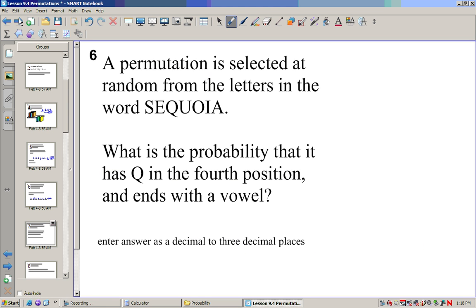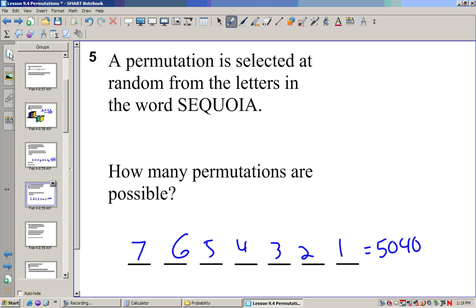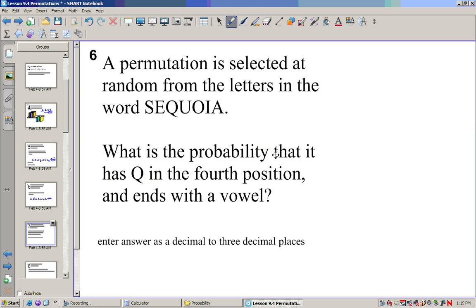So now, this asks what is the probability that if I rearrange those letters that I'll get a Q in the 4th position and it ends in a vowel. Well, there's 600 out of 5,040. So our probability is 600 over 5,040. Now if I divide that out, that answer will be 0.119. So about 12% of the time you'll have a Q in the 4th position and a vowel in the last position.